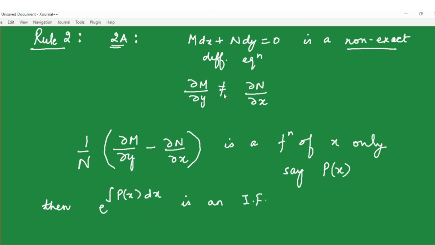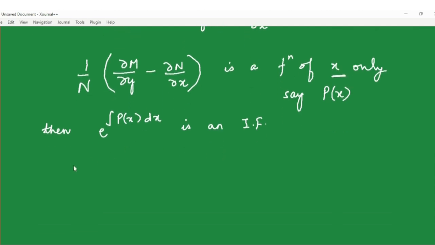So since the equation is non-exact, the equality of partial derivatives is not there. That means the difference of the partial derivatives is something non-zero. You divide that non-zero thing by the second function here, N, and suppose this entire thing after simplification boils down to something involving x only, which we call p of x. Then e to power integral of this function of x serves as an integrating factor. This is the 2a version of the rule.